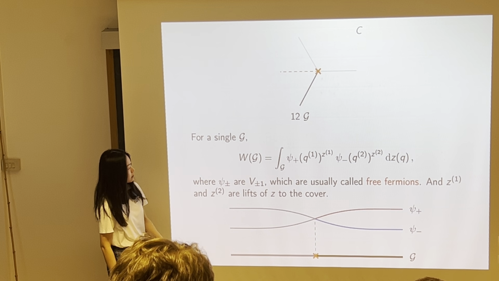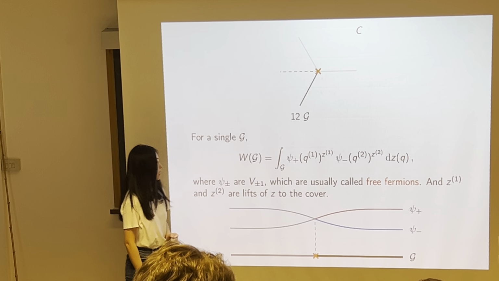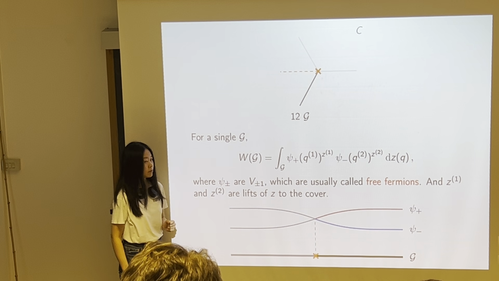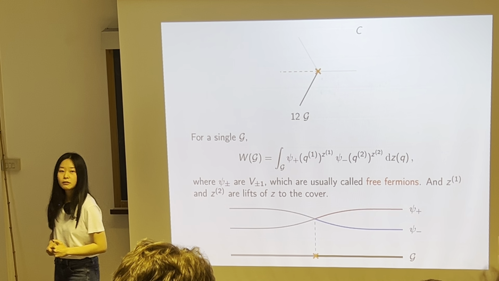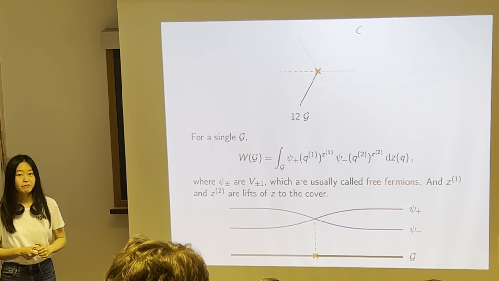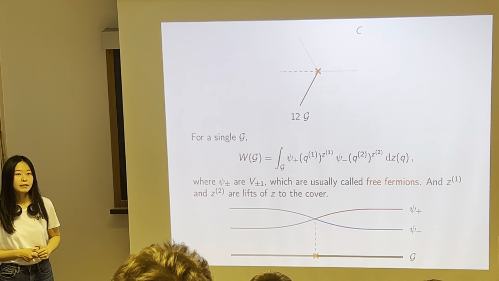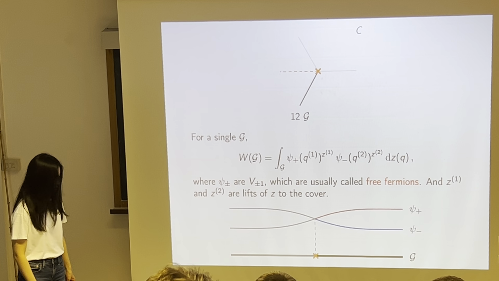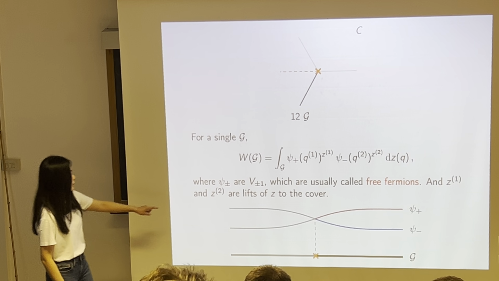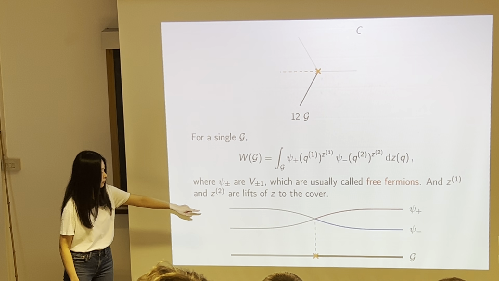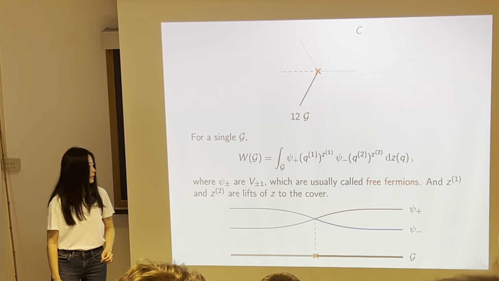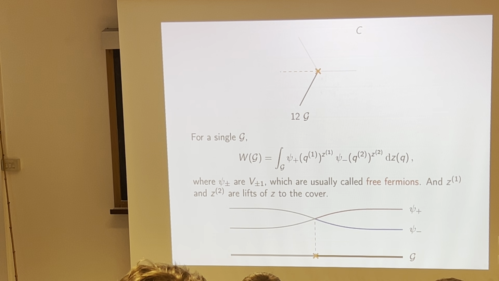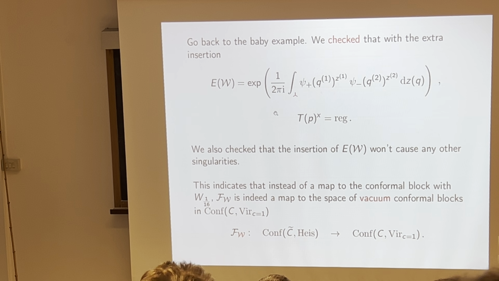And the operators appearing in this integrand, this psi plus minus, are just V plus minus 1, the primary fields for the Heisenberg algebra. And we use this particular name for it because in the language of the fermionization of the Heisenberg fields, they're usually called the free fermions. And the z1, z2, which are the coordinates on the cover, are just the lifts of the z on the base. And now, with this extra E_W inserted, we can check again in this baby example.